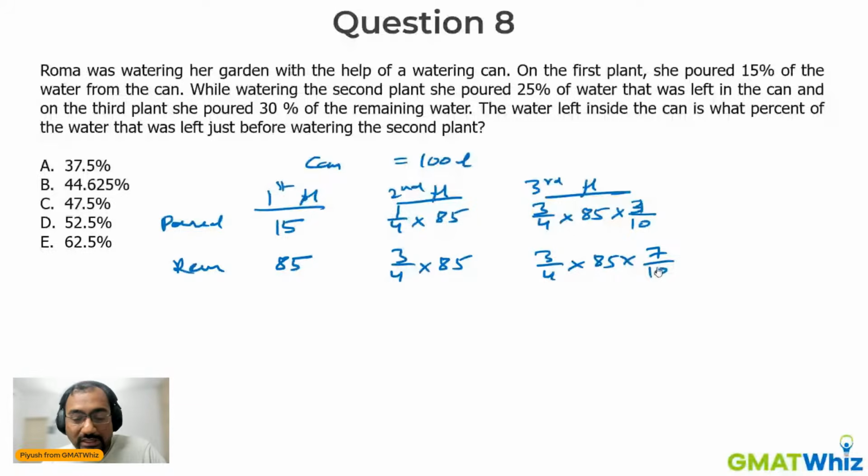I hope all of you know this. And yes, some of you were asking for the answer. The answer in this case is D. That's what I remember vaguely, but we'll get to that. So 3/4 of 85 into 7/10 is the remaining value at the end.